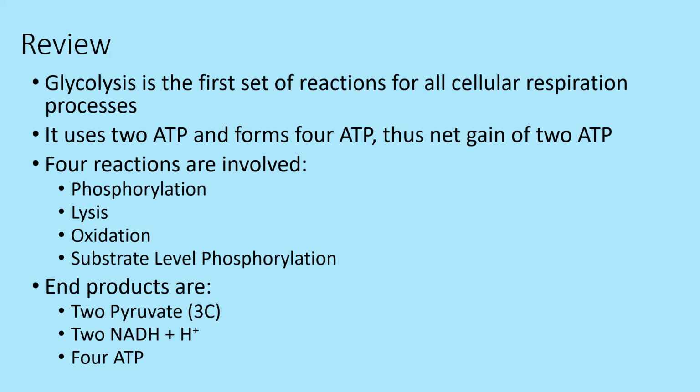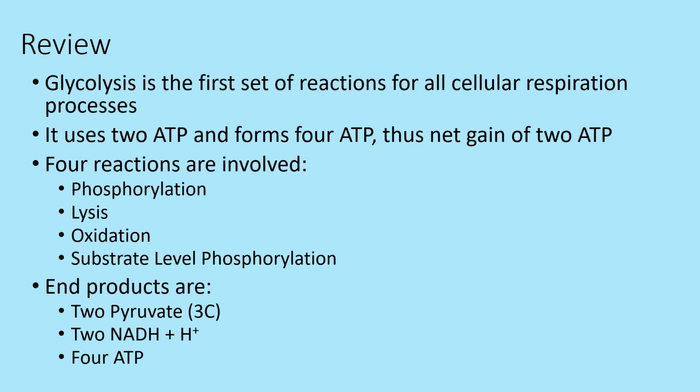So a review of the glycolysis reaction. It's the first set of reactions in all cellular respiration processes, whether it's anaerobic or aerobic. It uses 2 ATP but makes 4 ATP, so has a net gain of 2 ATP. There are 4 different reactions involved: phosphorylation, the addition of phosphate groups; lysis, splitting of the molecule; oxidation, which is the removal, in this case, of high energy electrons and hydrogens; and substrate level phosphorylation, the creation of our ATP molecules.